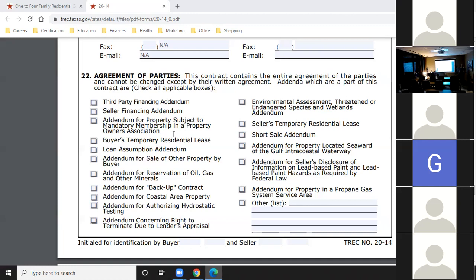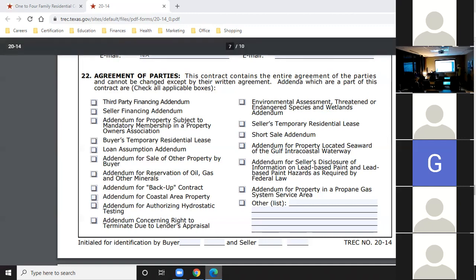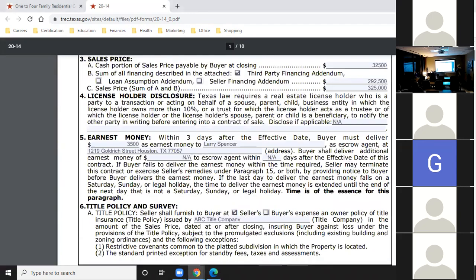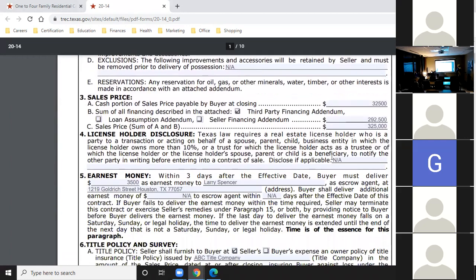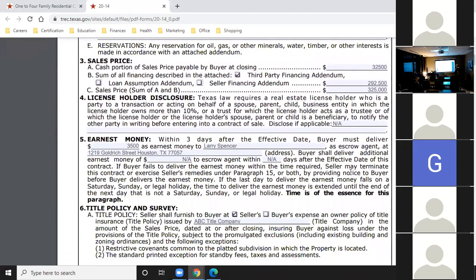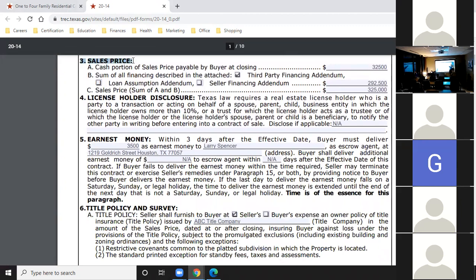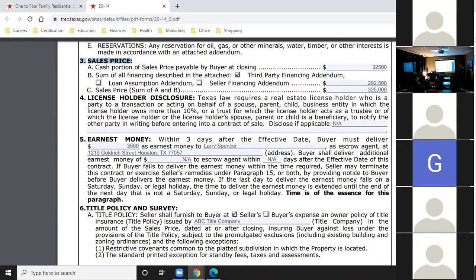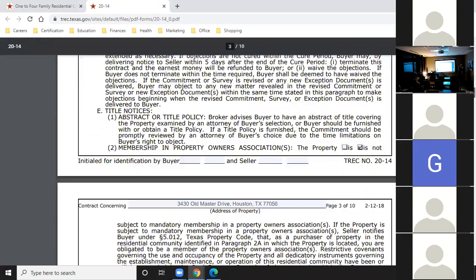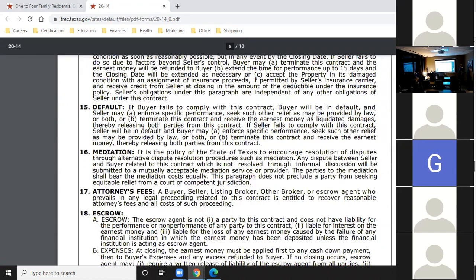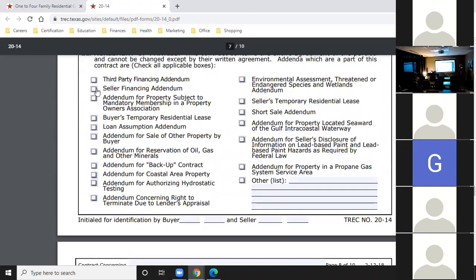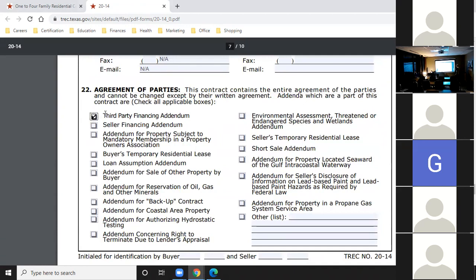Guys, is number 22. Stefan, can you scroll back to the very top, basically to the first sheet? First page. Yes, first page. All right, scroll down. Okay, guys, right there. Do you see number 3? Do you see B? We checked it. So that has to be checked, and scroll back down to 22. Number 22, put a check in that box saying third party financing. Yes, sir. All right. Would y'all agree with that, yes, guys? I agree.